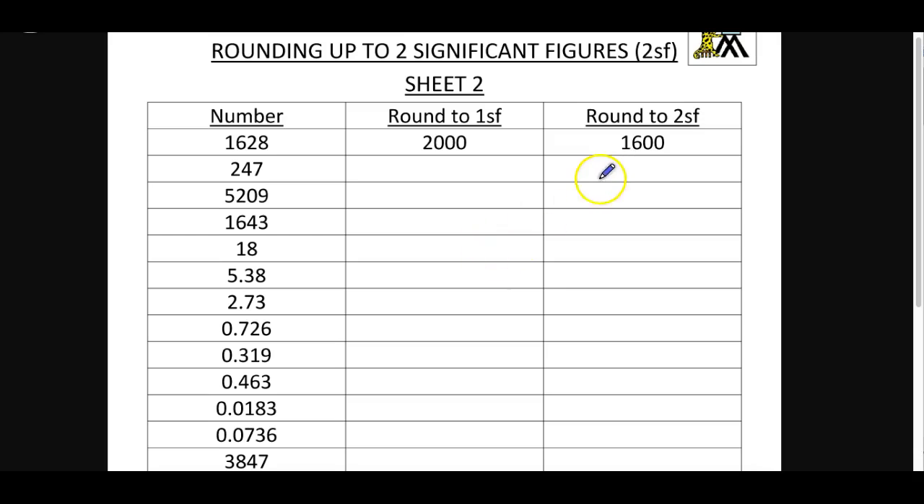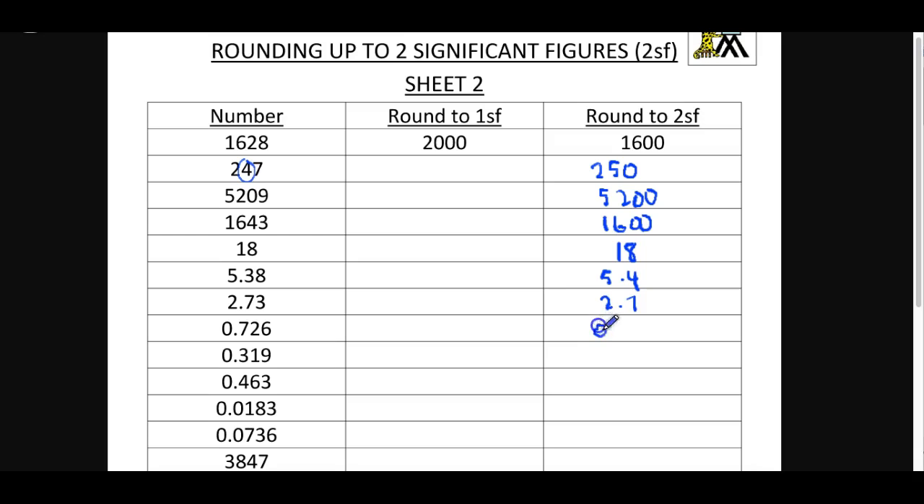Now we always keep the first significant figure. It's only the second one that gets rounded. So the 4 gets rounded up to 5. This one doesn't get rounded. Everything else just becomes 0. So 1600. This one stays as 18. This is 5.4.